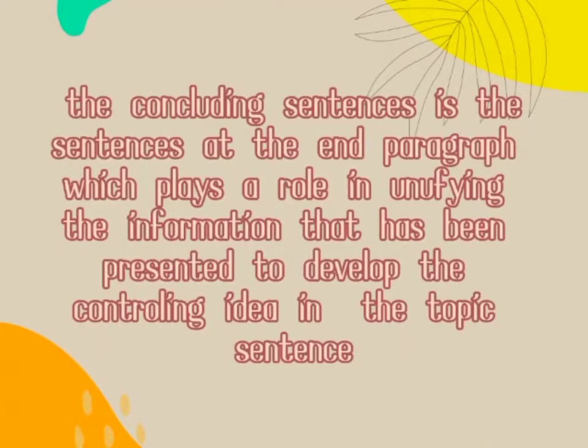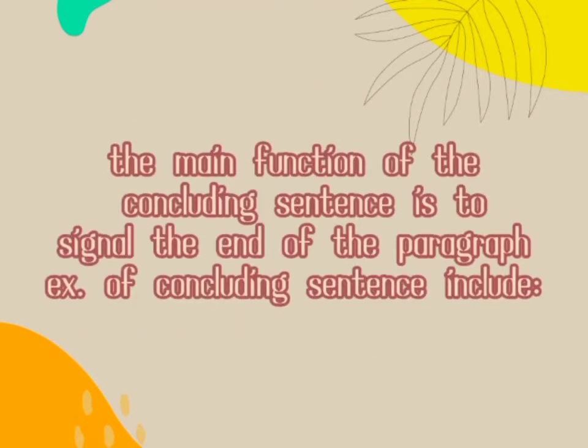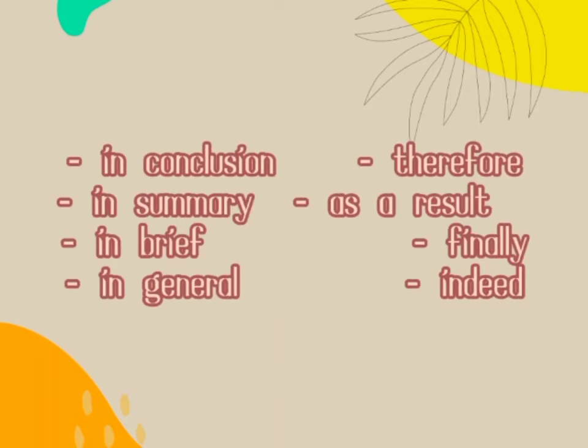Before I read the first paragraph, I want to explain about the concluding sentence. The concluding sentence is the sentence at the end of the paragraph which plays a role in unifying the information that has been presented to develop the controlling idea in the topic sentence. The main function of the concluding sentence is to signal the end of the paragraph. Examples of concluding sentences include: in conclusion, therefore, in summary, as a result, in brief, finally, in general, and indeed.